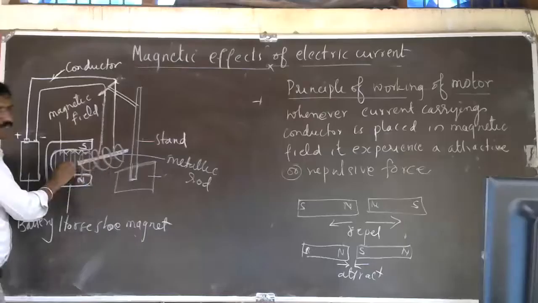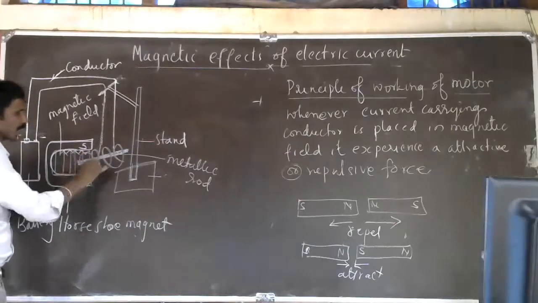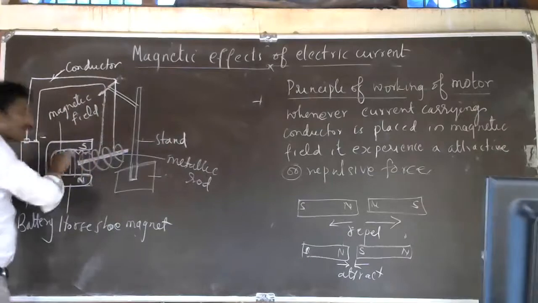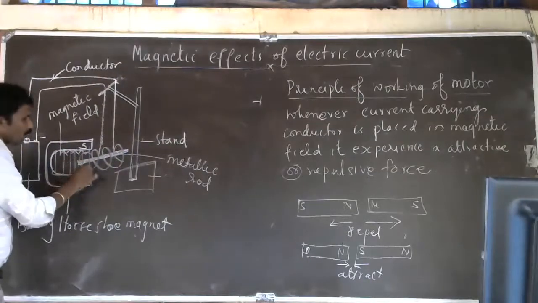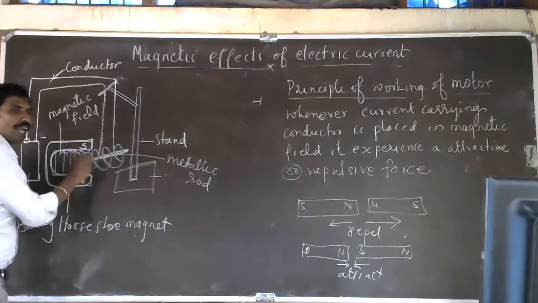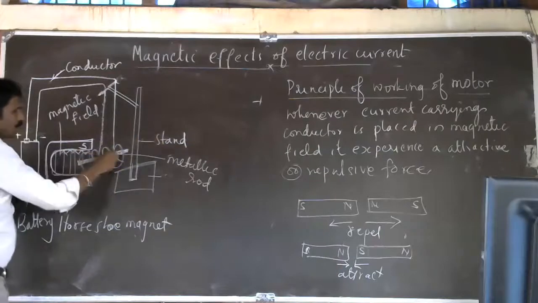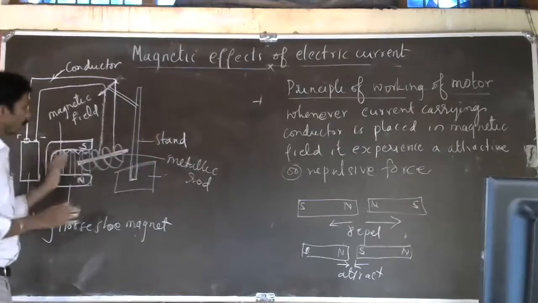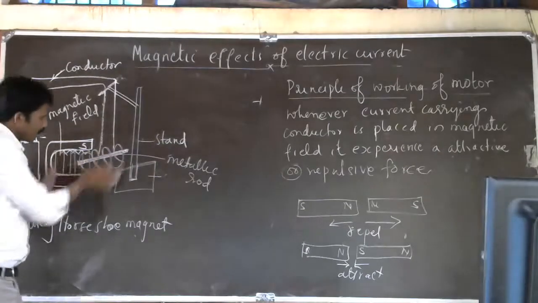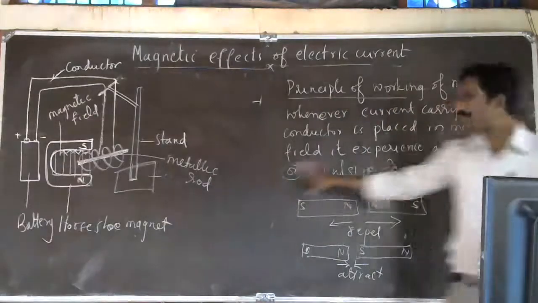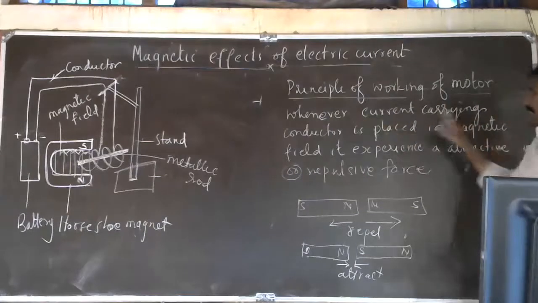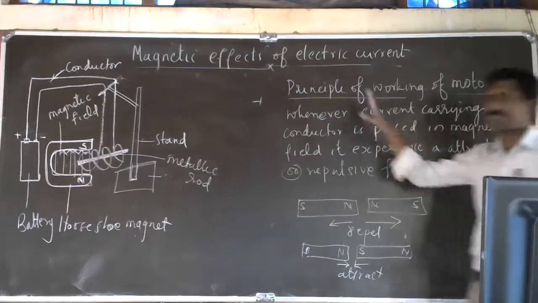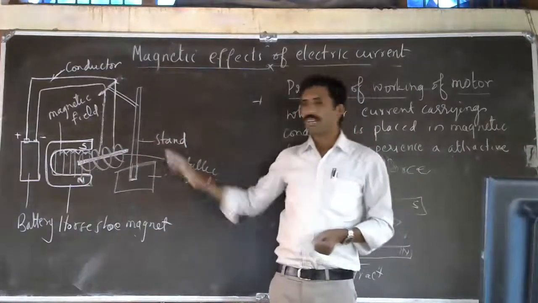What happens here? A force is created. Whenever a current carrying conductor is kept in a magnetic field, a force is experienced, repulsive or attractive. The rod will start moving like this. Sometimes it attracts or repels, depending on the poles. Understood? This is how the principle of the motor works. Whenever a current carrying conductor is placed in a magnetic field, it experiences a force, attractive or repulsive. On this principle, the motor works. I hope you understood this concept.